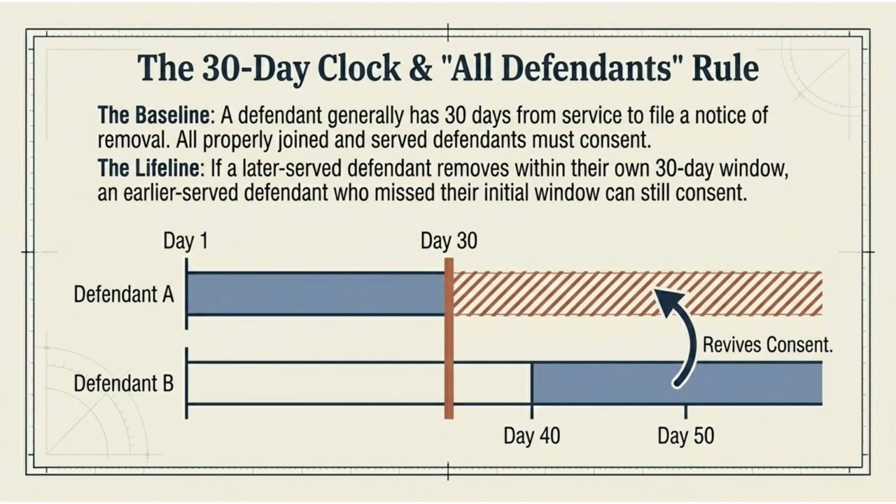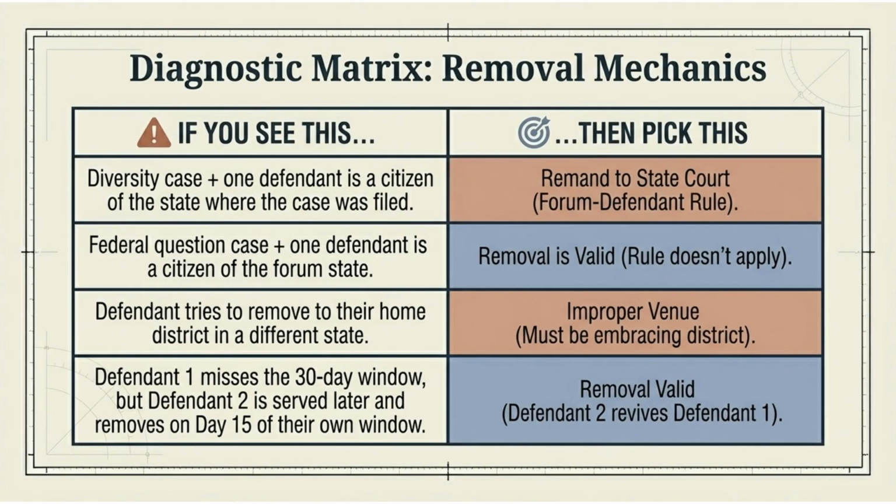The later served defendant rule gives each newly served defendant their own 30-day window. If a later served defendant timely removes, an earlier served defendant who missed the first window may still consent to that removal. The practical exam sequence is: identify service dates, calculate each 30-day window, and then check unanimity. This removal matrix turns the rules into quick outcomes.